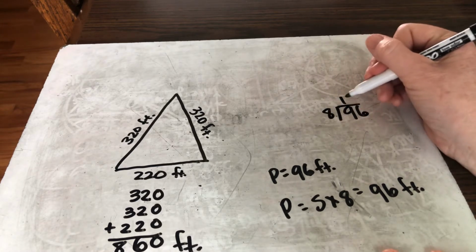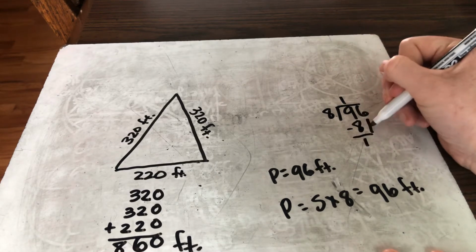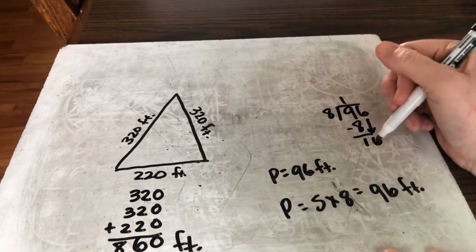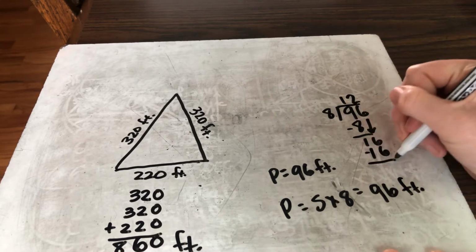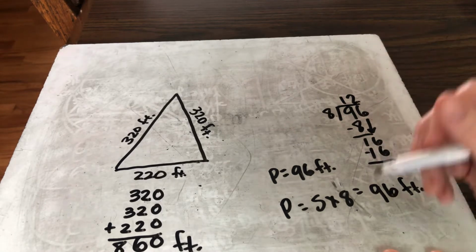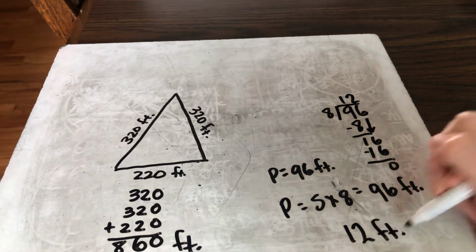8 can go into 9 one time. 8 times 1 is 8. I subtract, I get 1. I'm going to bring down the 6. 8 can go into 16 2 times. Multiply, subtract. There is nothing to bring down. So I know that each side on this one is going to be 12 feet.